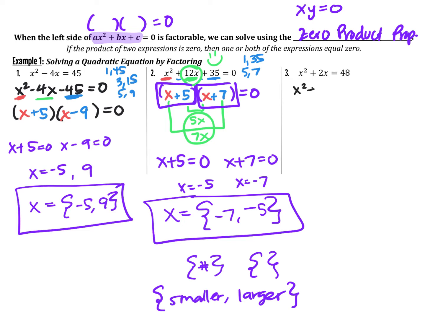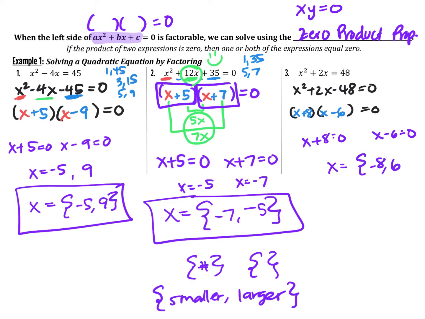All right, hopefully you had time to work through that. Before we can use the zero product property, we need to get everything on the left so that we have a product that is equal to 0. Then we're going to factor. This is going to become x plus 8 times x minus 6. And then we're going to set each of those factors equal to 0. And that's going to give us the two solutions, -8 and +6.